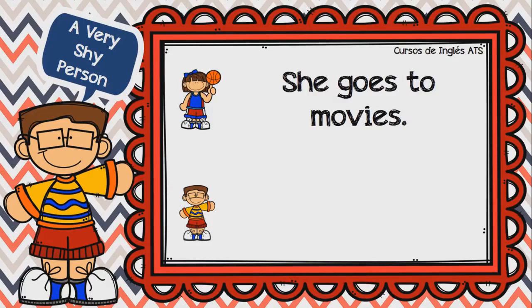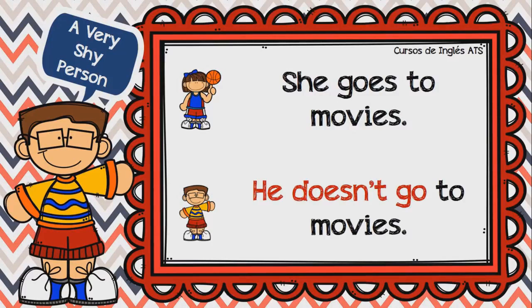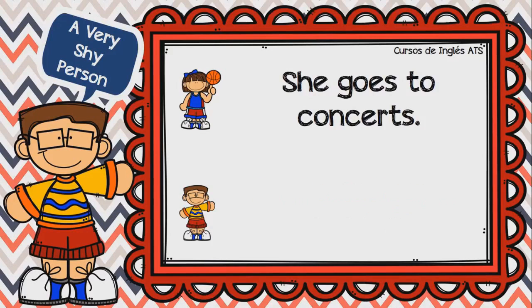She goes to movies. How would you use this sentence to describe Sheldon? Say the same sentence but in the negative form. Di la misma oración, solo que de forma negativa. Una oración negativa. He doesn't go to movies. Very good. She goes to concerts.